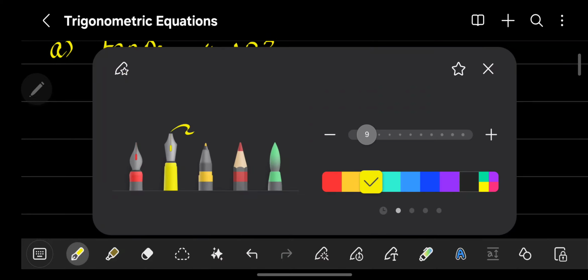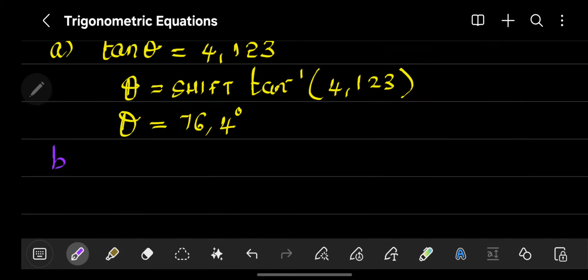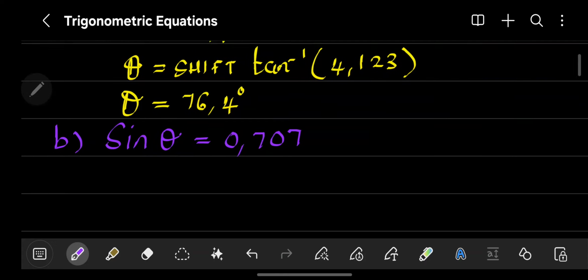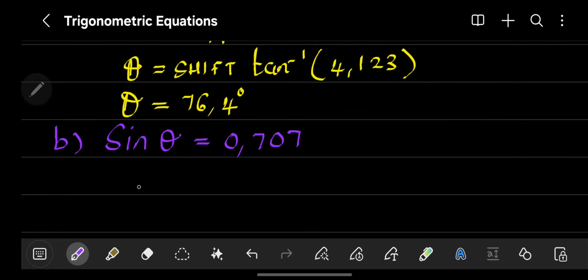Let's answer another question here. So we have sine theta equals 0,707, right? So we follow the same routine. We just say theta. We press shift on our calculator. Remember, we are moving this sine to the other side, right? So once we move it to the other side, we just press shift, then we press sine, and it will look like this once we press shift first.